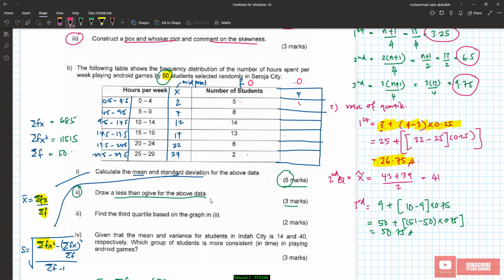0 plus 5 equal to 5, plus 5 plus 8 equal to how much? 13, right? And then this one should be equal to 20, 7, 30 or 40, 48, 50. Right?